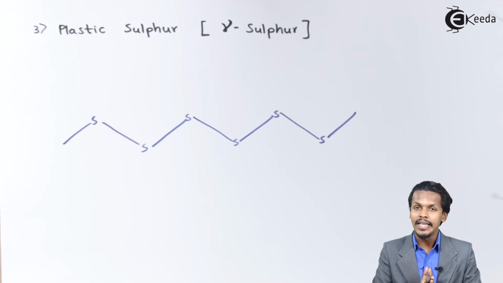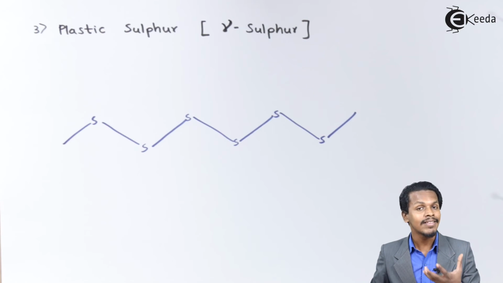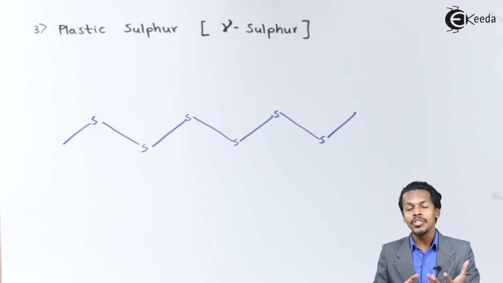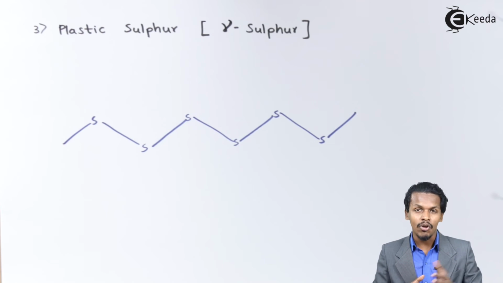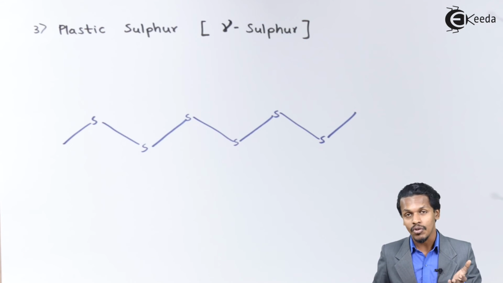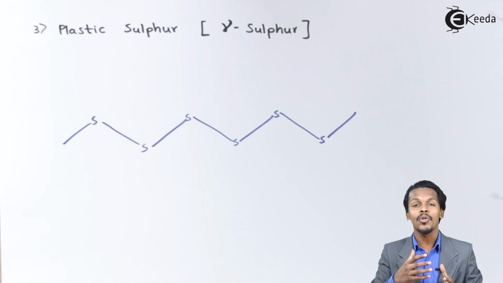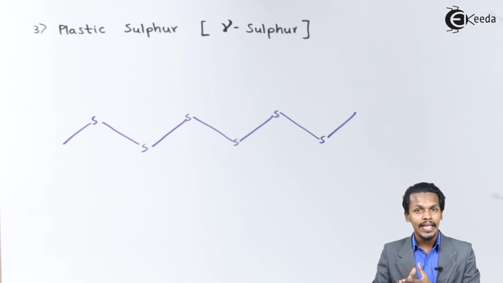Talking about solubility, the previous two, the alpha as well as the beta sulfur, were soluble in CS2, and they are partially soluble in benzene and alcohols, but this gamma sulfur or plastic sulfur is not soluble in CS2. So there are different properties depending upon the shape and structure of sulfur, and they have different characteristics. So these were the 3 important allotropes that I wanted to discuss with you, and that's it.